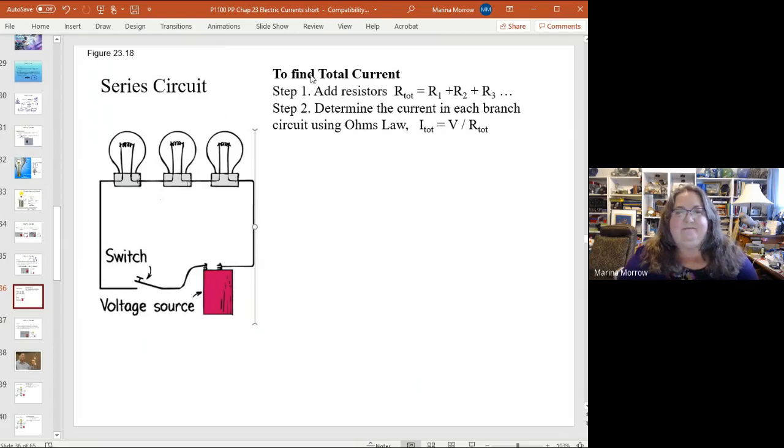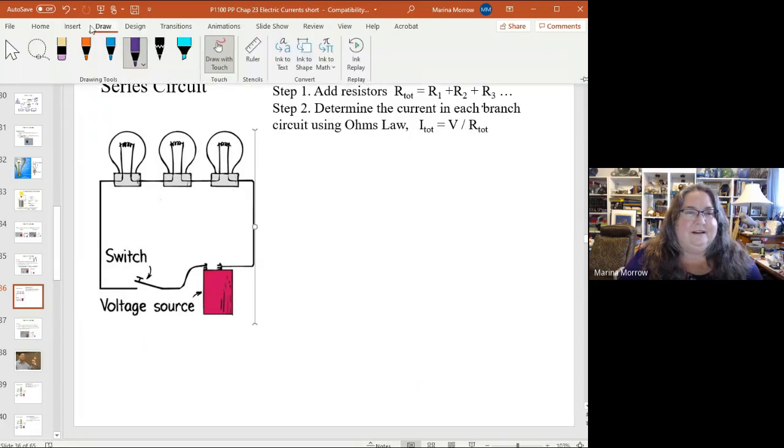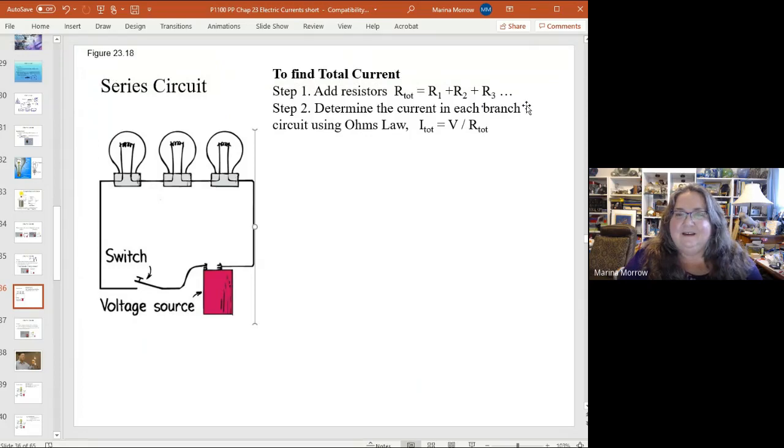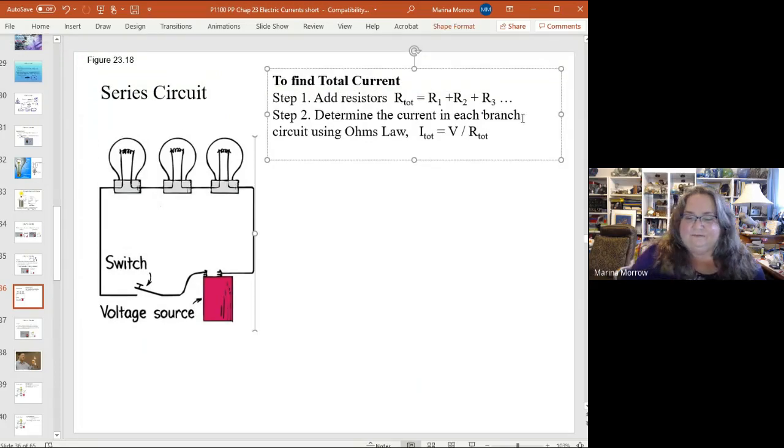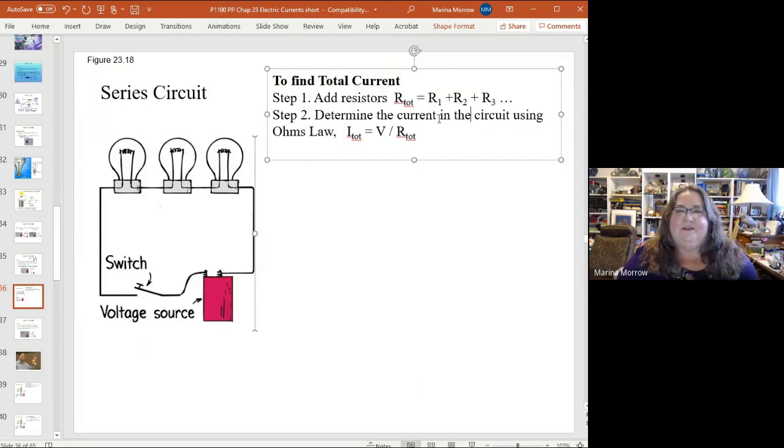Okay, so step 1, you add the resistors for a total or equivalent resistance. Step 2, you figure out the current. Oops, it says in each branch. Figure out the current. Let me change that. Using Ohm's law. Okay, so determine the current in the circuit using Ohm's law. All right, and so we use I is V over R total.